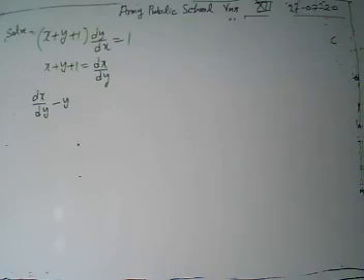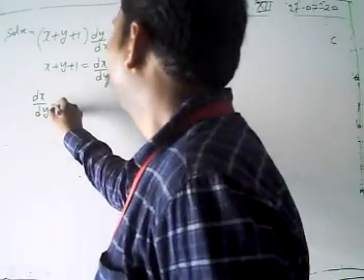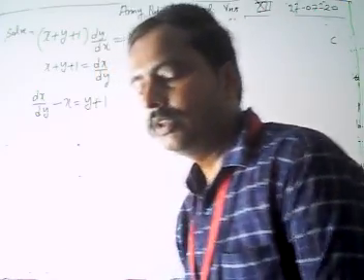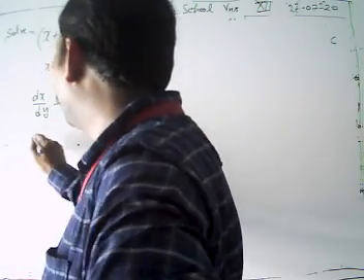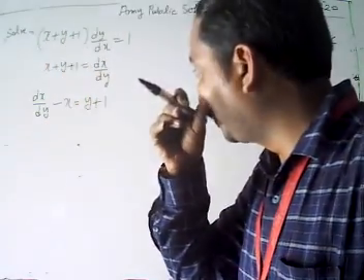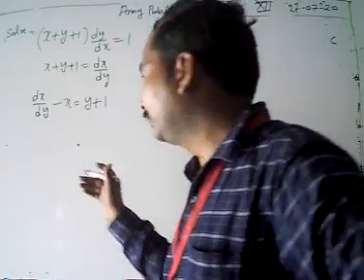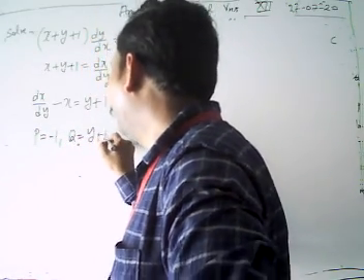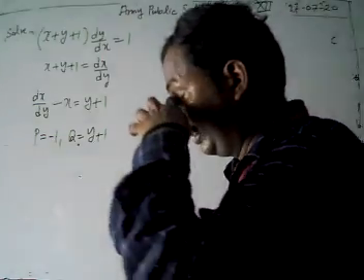Then we take x here, because it is the format. Then dx by dy minus x is equal to y plus 1. Now look, we have converted it into the form of dx by dy. Then we compare with our dx by dy plus Px equal to Q format, where P and Q are functions of y. After comparing, the value of P is minus 1 and the value of Q is y plus 1.